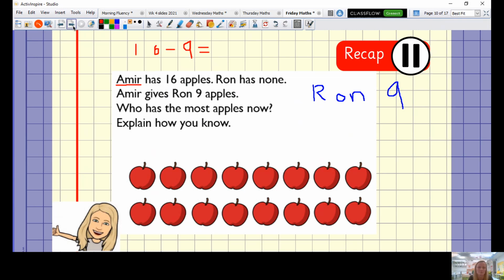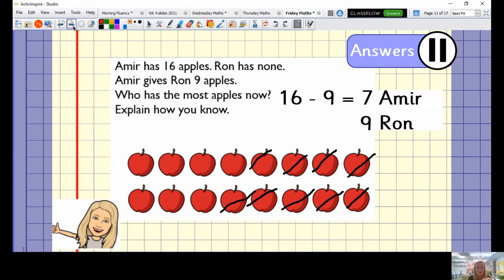So press pause and have a go. Okay, so I did, like I said, 16 minus 9 equals 7. Another way you could do it is crossing 9 off. So I've got 1, 2, 3, 4, 5, 6, 7, 8, 9. So 9 have gone to Ron, and left over is 1, 2, 3, 4, 5, 6, 7. So Amir has 7. Okay, so I found out how many each of them have, but how do I know who has most? Okay, can you work that out? Yeah, it would be Ron because 9 is 2 more than 7. Okay, so that's how I know.